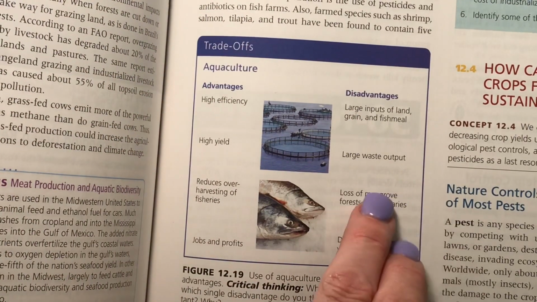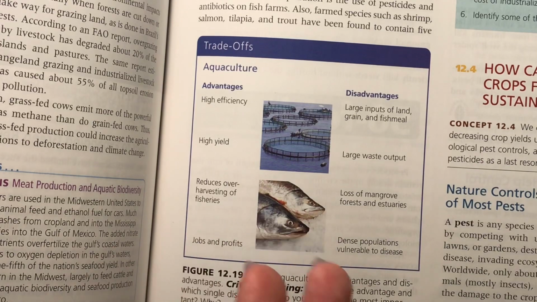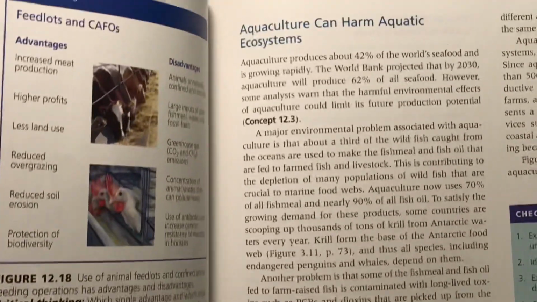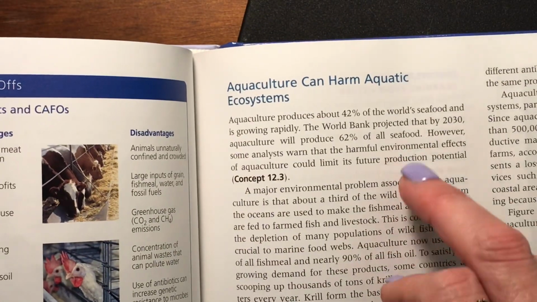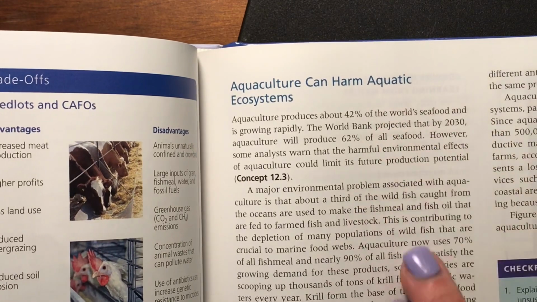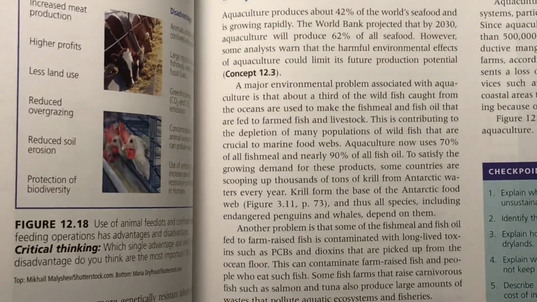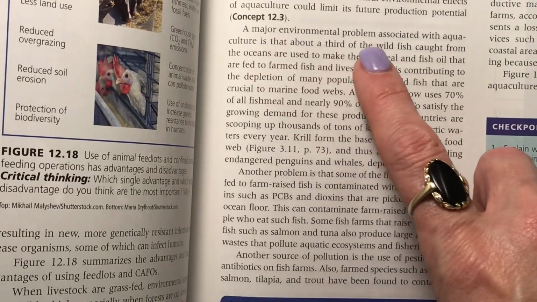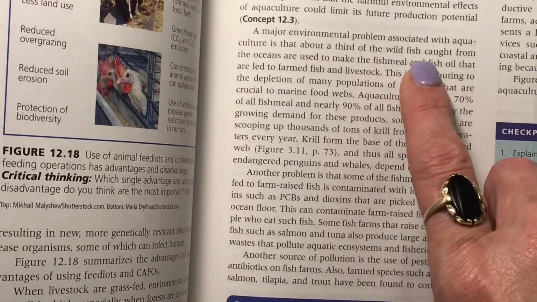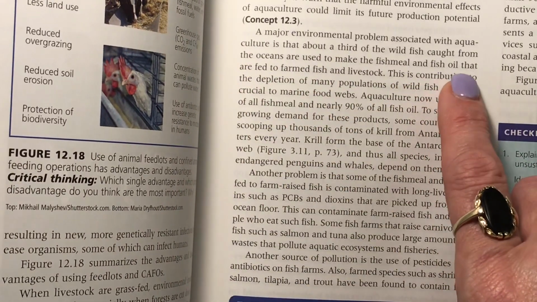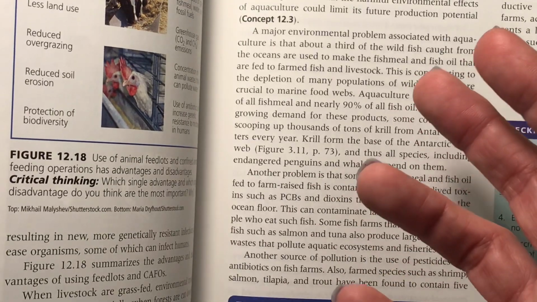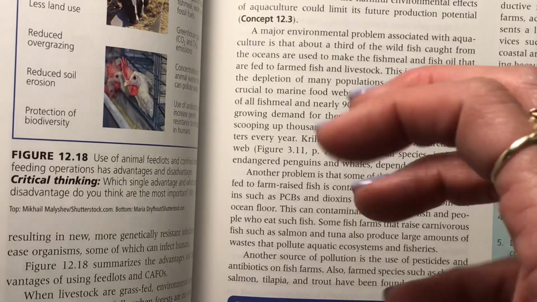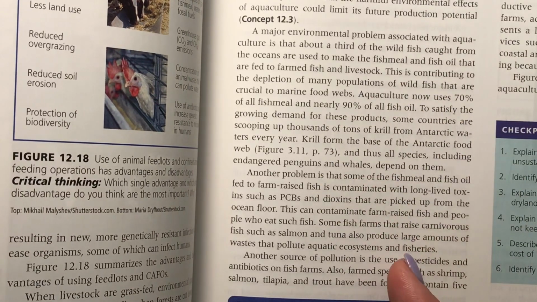A lot of times mangrove forests and estuaries are destroyed to create these aquacultures. And I already talked about the other stuff here as well. So do make sure that you also read this in here. Obviously, you don't need to know specific percentages, but just be familiar with what's going on. This is a hidden one. A major environmental problem associated with aquaculture is that a third of the wild fish caught from the oceans are used to make the fish meal. So it can take pressure off of natural populations, but not necessarily. You gotta be really careful when you look at this stuff.